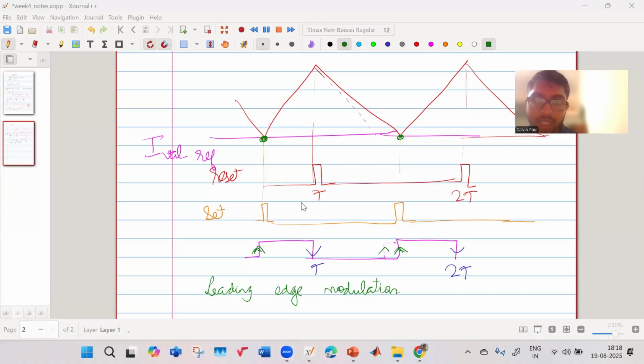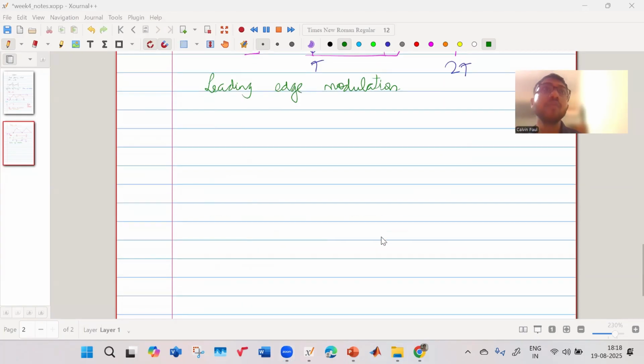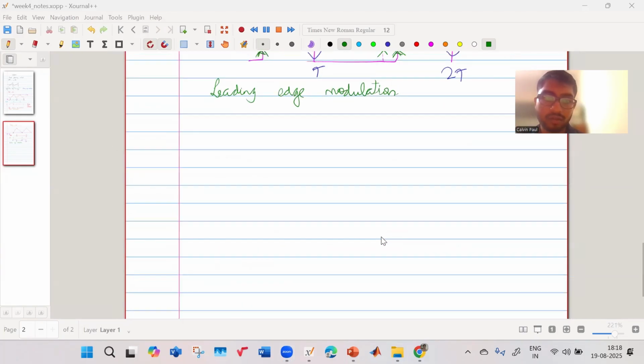Acha. So Divya Sharma, are you facing any issues, or are you able to hear and able to see the screen? Okay, fine. No reply. Okay, any doubts till this part? Any queries?